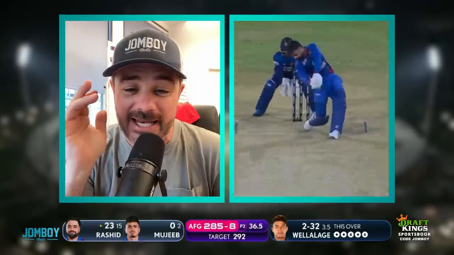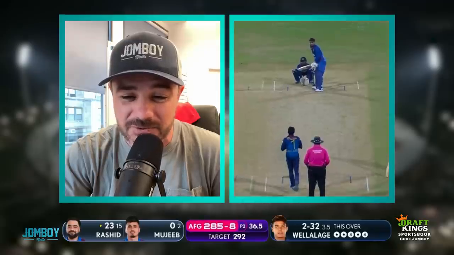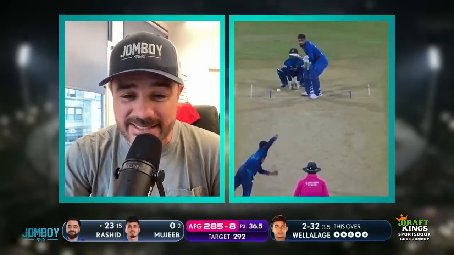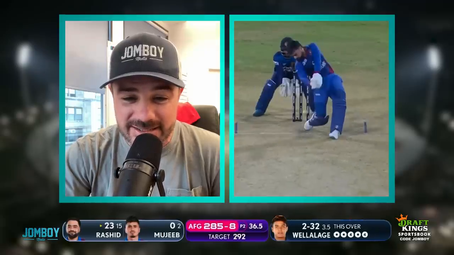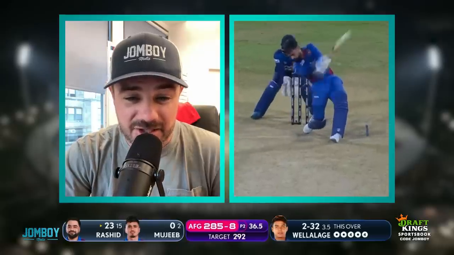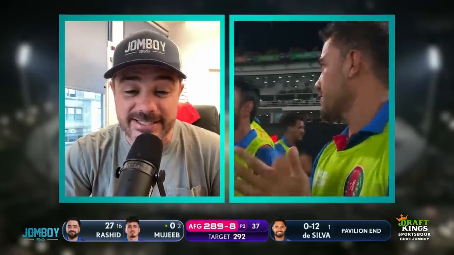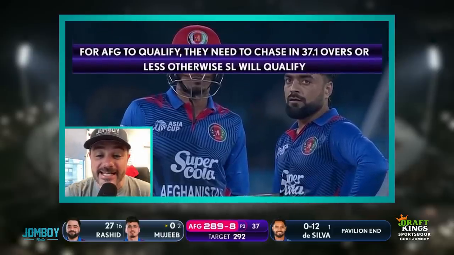He swings big, inside edge, and lucks out because it rolls all the way to the boundary for an automatic four runs. That's basically a miss hit. And he's lucky, because this is just kind of the lucky breaks of cricket, because that could have hit the stumps and he would have been out. But instead, it goes for four, which puts them in striking distance, because now they're at 289 runs.